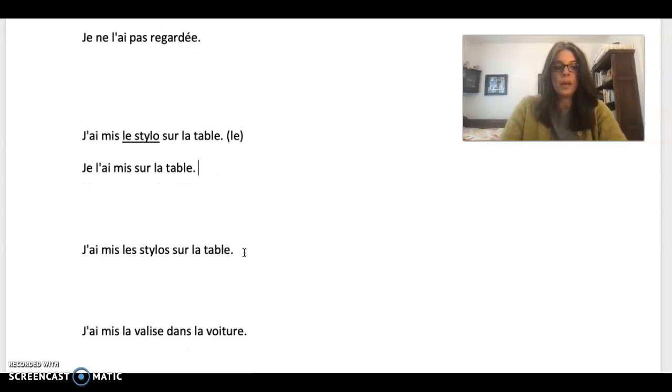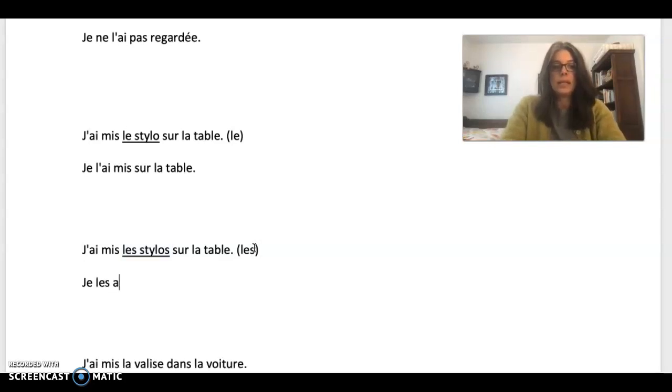Okay, now here's one where it's plural. J'ai mis les stylos sur la table. I put the pens on the table. So our pronoun is going to be les. And put it in the same place. Je les ai mis sur la table. Let's make this one negative too, so that we remember how we do the ne pas. Je ne les ai pas mis sur la table.